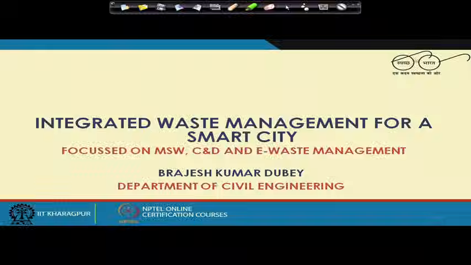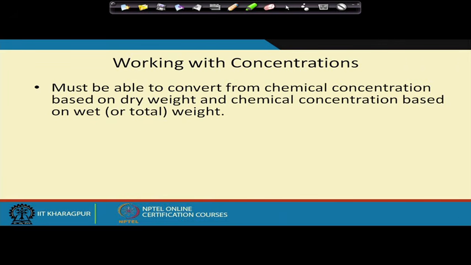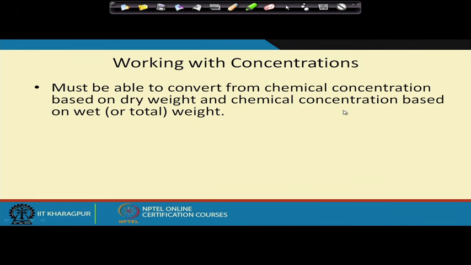So let's get started. When you work with concentration, as I said a couple of modules before, we should be able to convert the chemical concentration between dry weight and wet weight. Many times when we take the dry weight, the moisture content has been factored in. For wet weight, we have not factored in the moisture content. So it's wet and dry, and we'll try to do some math here.